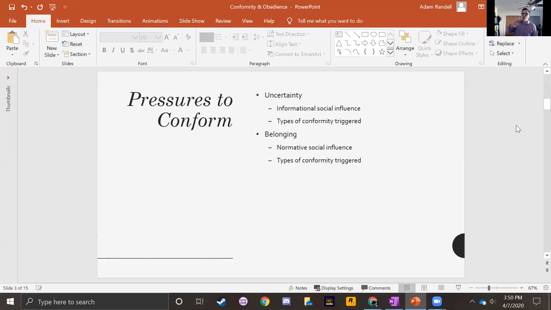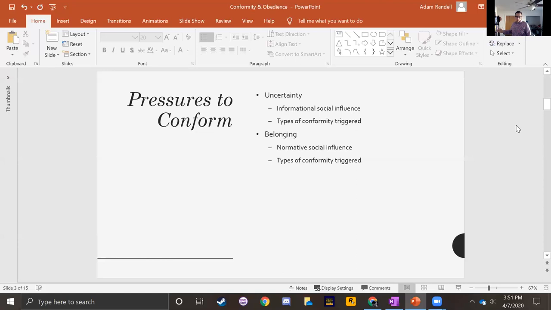Now, when we conform because we don't know what to do, right? When we conform because we're uncertain about what the right thing is to do, and so we look to others, we're conforming due to informational social influence. All right. Social influence in general is just when others affect our behavior. So in this regard, others are leading us to conform because others are providing us with information about how to behave. All right, that's informational social influence. So we conform due to informational social influence when we are feeling uncertain about what we should be doing.